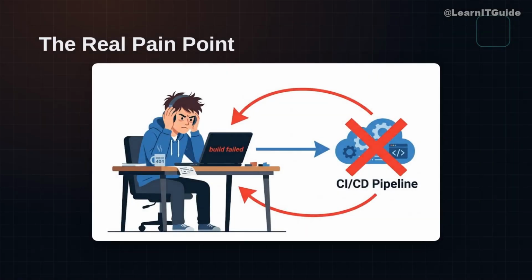Think about the last time you pushed code only to have your build server reject it because of a missing semicolon or a linting error. That is exactly the problem. You are wasting time in a feedback loop that should have happened on your own laptop before the code ever left your machine. Without hooks, you are manually hoping that you ran all your tests, updated your documentation, and formatted your code correctly. But humans are bad at consistency. Automation is the only way to guarantee it.